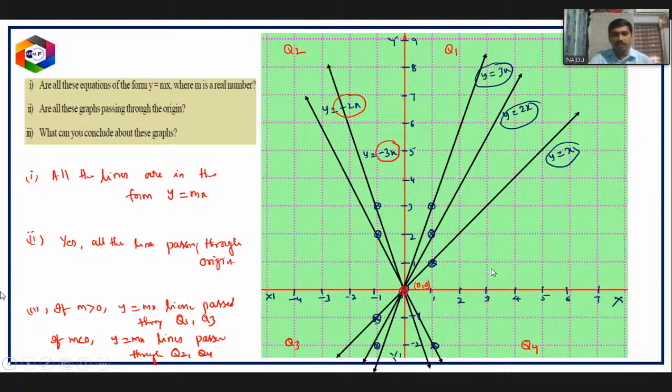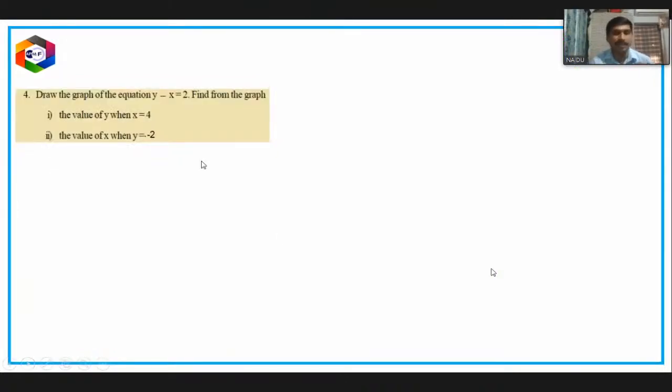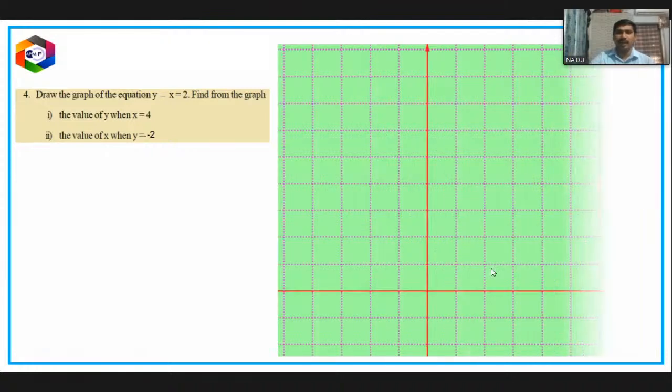And now I am moving to the next question. Same model, so I am skipping, and the fourth one I am taking. The third one which I left, please try to complete. So now draw the graph of y minus x equals 2. Find from the graph the value of y when x equals 4, and the value of x when y equals -2. Again, to draw the graph, a graph sheet is essential, and plotting points is also important. Here I have taken the graph sheet and I am going to take a few points, so I am taking a table.